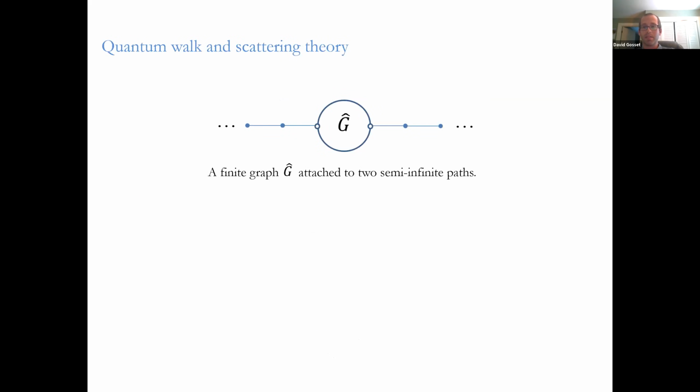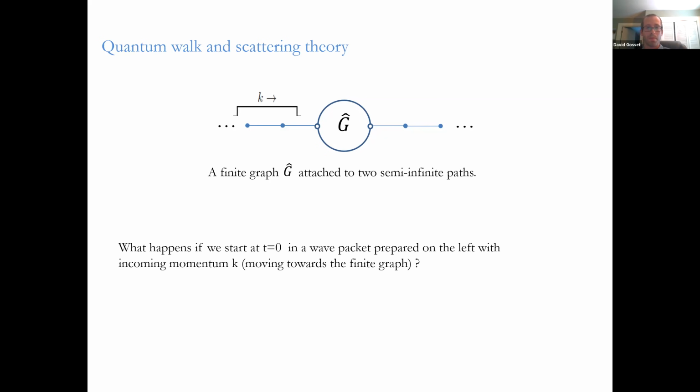But now we could consider a slightly more complicated example where we attach a finite graph G hat to 2 semi-infinite paths. So in other words, G hat might have some finite number m of vertices. It doesn't really matter what G hat is for the purposes of this discussion. And we're going to choose 2 of those vertices of G hat, and we're going to attach semi-infinite paths to those 2 vertices. Those are the vertices shown here in white, or that have a clear center.